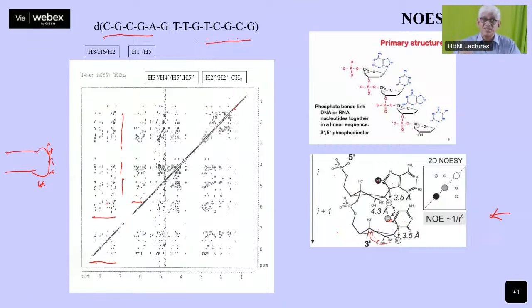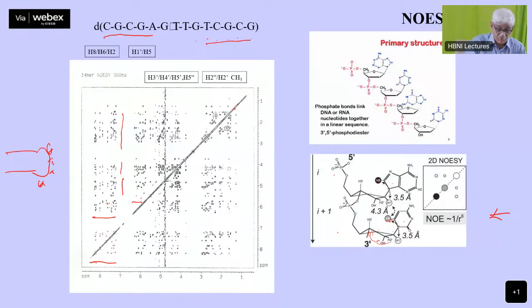Therefore, there is a directionality in the NOEs which are present. From the base proton to the sugar protons, there is a directionality. Base to base, there is no directionality. So here you can see from each base, you will see two peaks, one following, one before. So you will see all the base to base peaks.